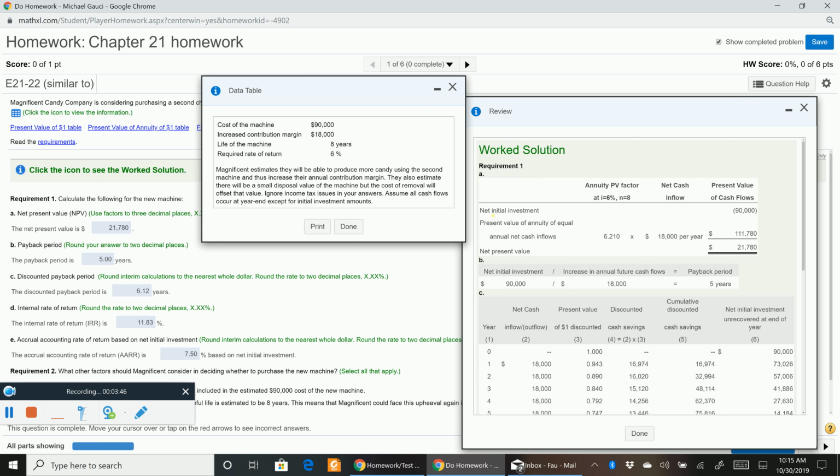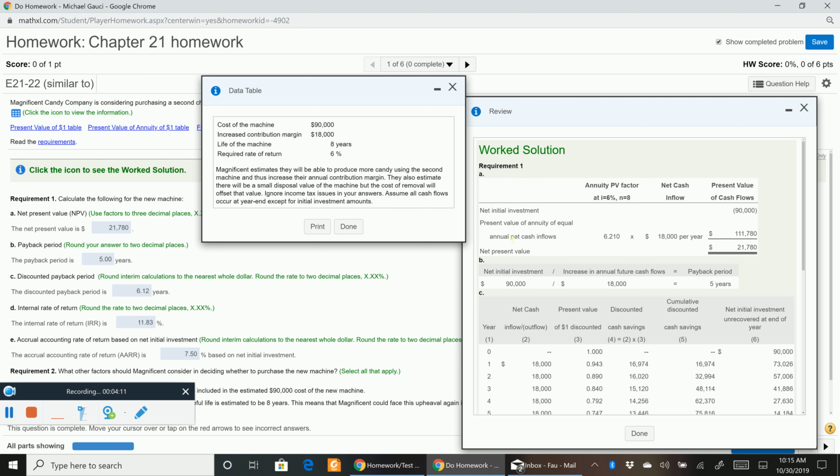For the net present value of this particular purchase, we're going to make an initial investment today of $90,000. You can see it's in brackets. That means it's a cash outflow. Accountants always put numbers in brackets if they're talking about outflows or negatives. Since that $90,000 needs to be spent today, it is already in present value terms.